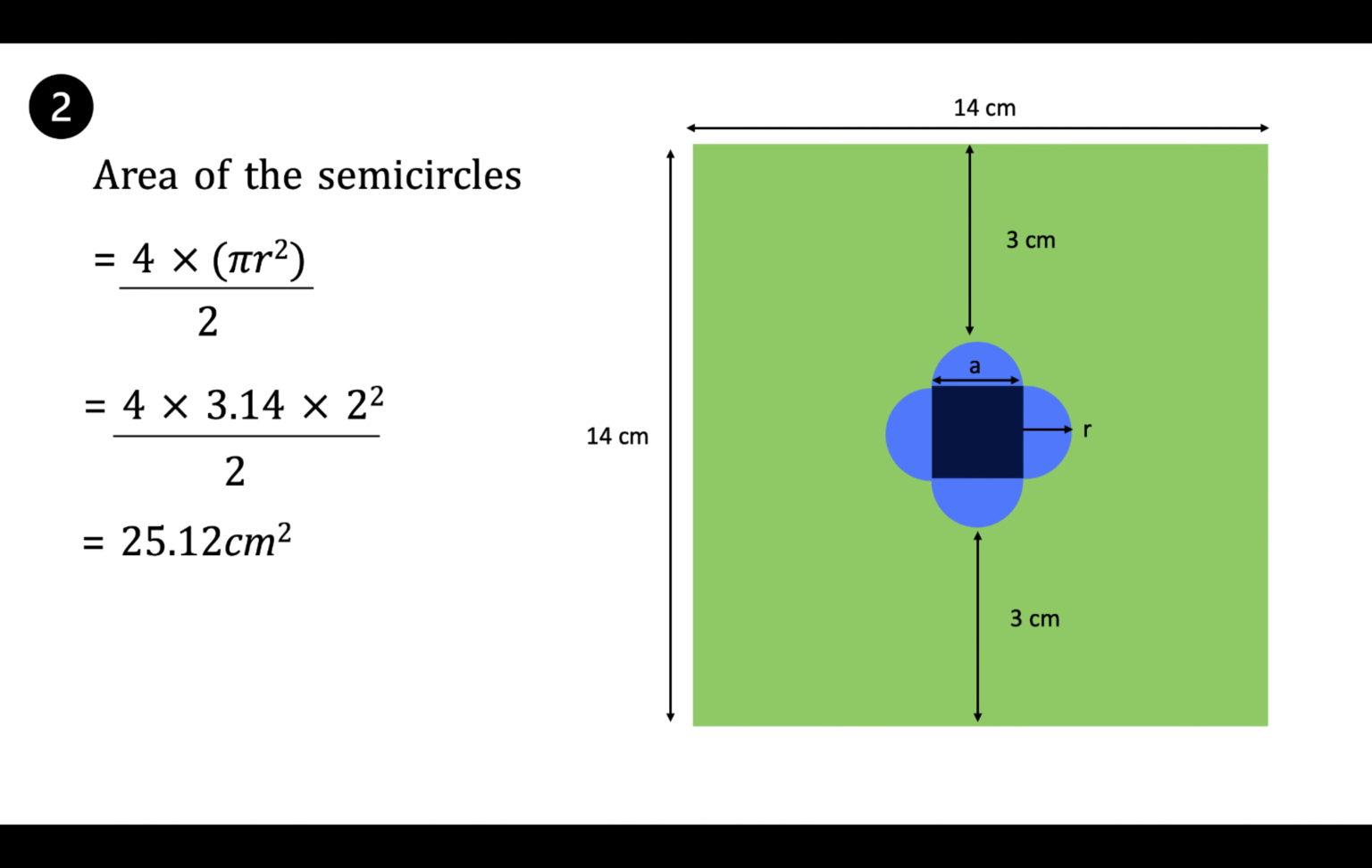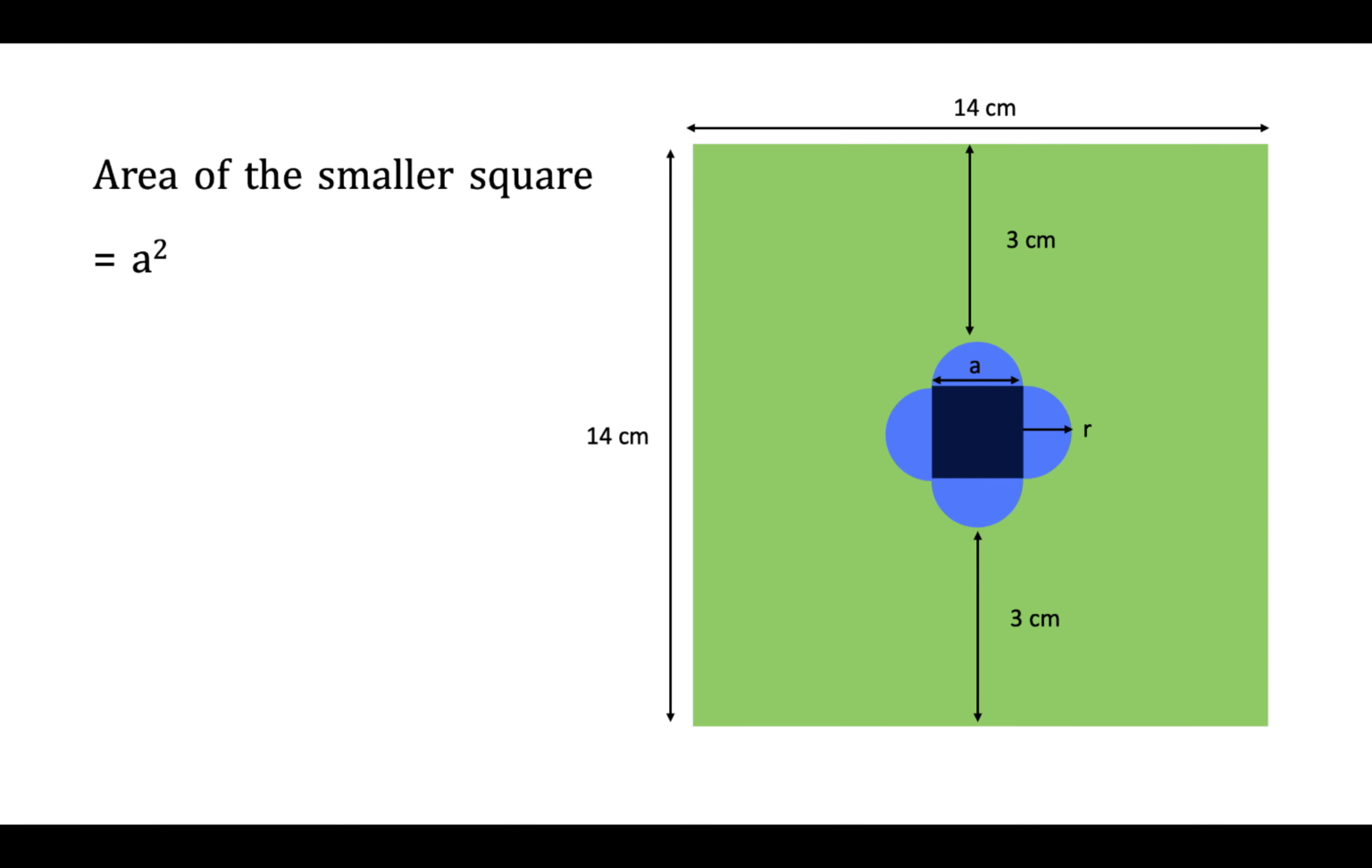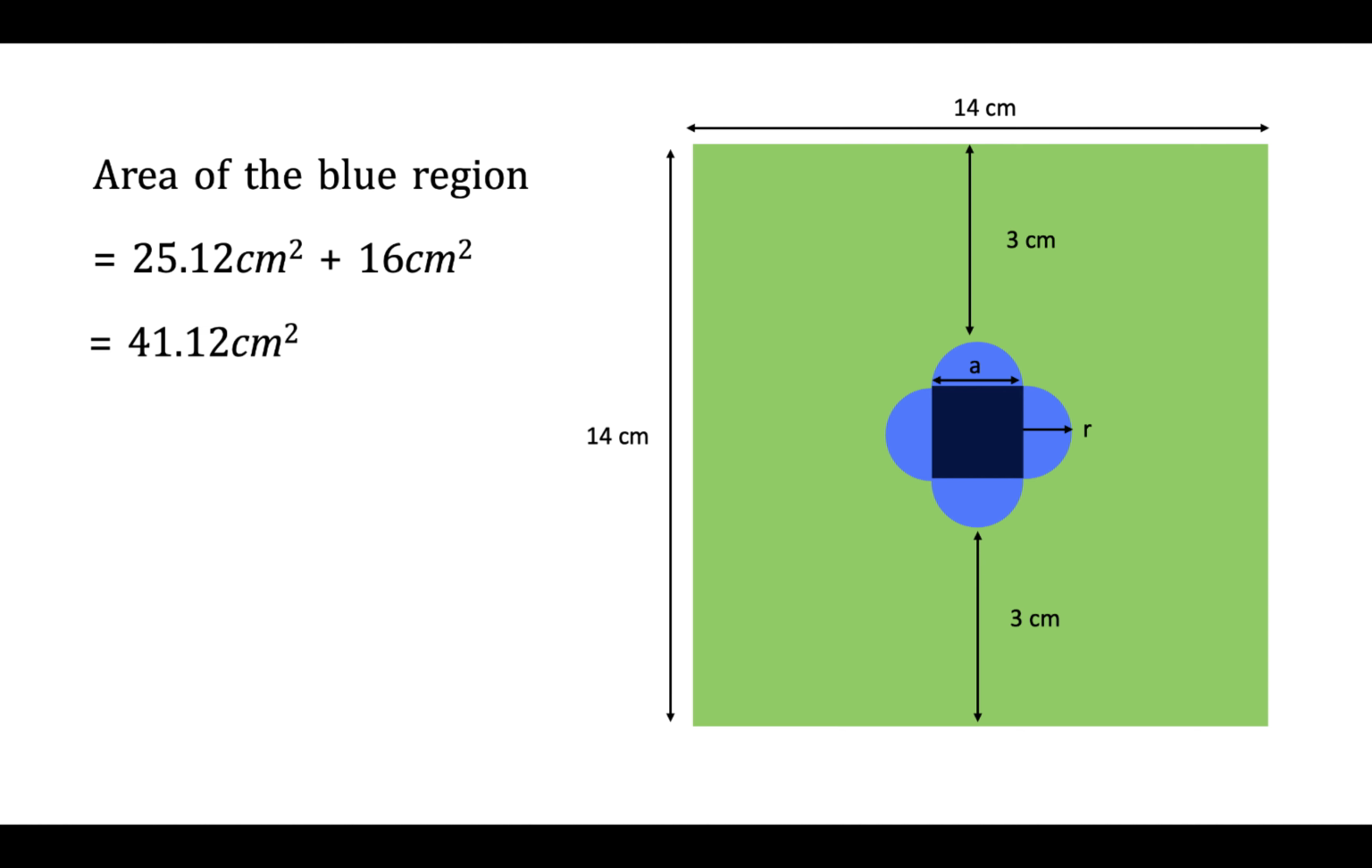For the final bit, we will look at the area of the smaller square. The area of the smaller square is a square, which is 2r square, which is nothing but 4 into 4, which is 16 centimeter square. This is the area of the central blue square. Now the area of the blue region is 25.12 centimeter square, the area of the four semicircles, plus 16 centimeter square, the area of the central square. So the area of the blue region is 41.12 centimeter square.